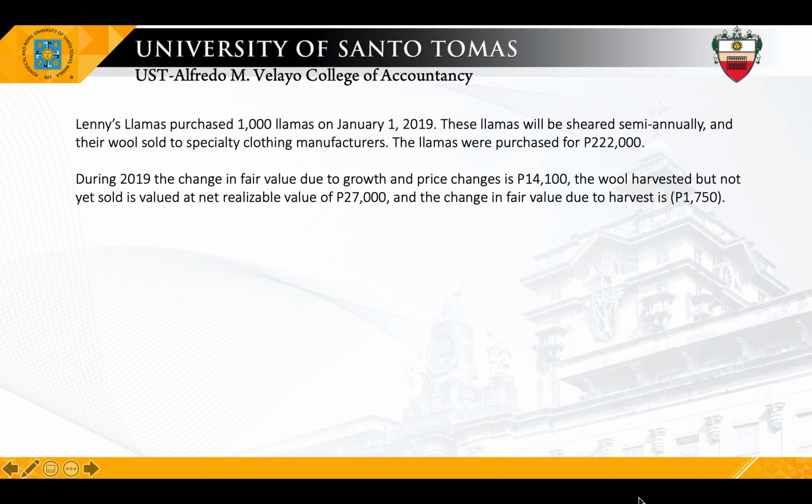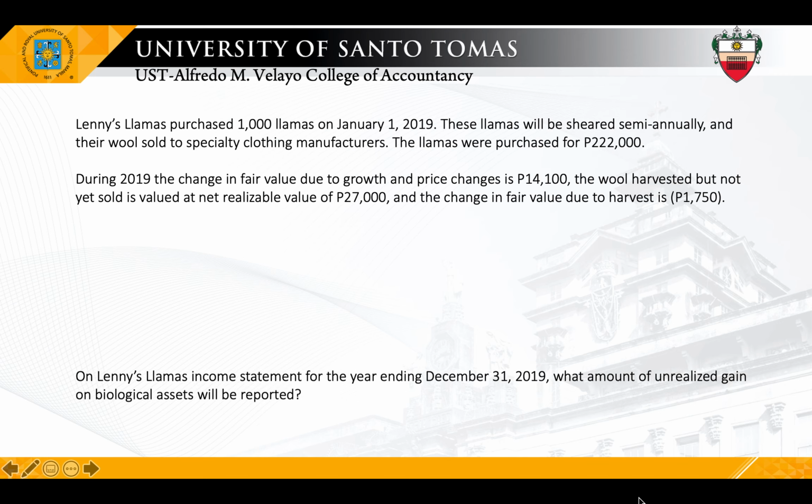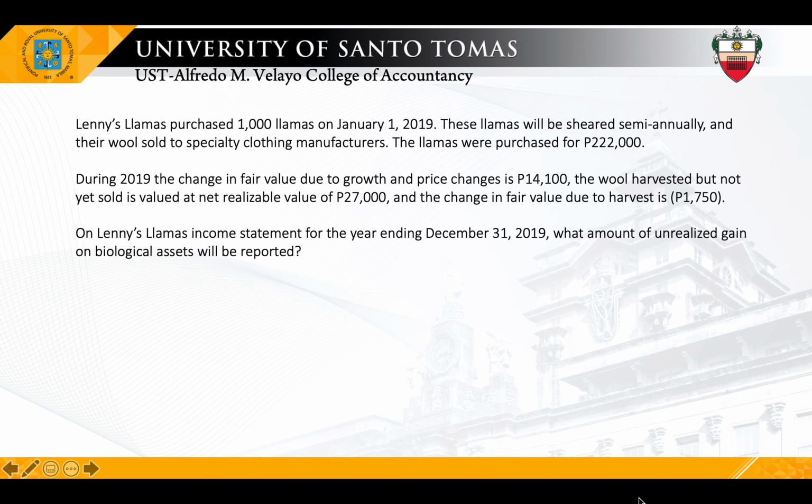The wool harvested but not yet sold is valued at net realizable value of 27,000, and the change in fair value due to harvest is 1,750. So on Lenny Yama's income statement for the year ending December 31, 2019, what amount of unrealized gain on biological assets will be reported? So same with the previous problem.